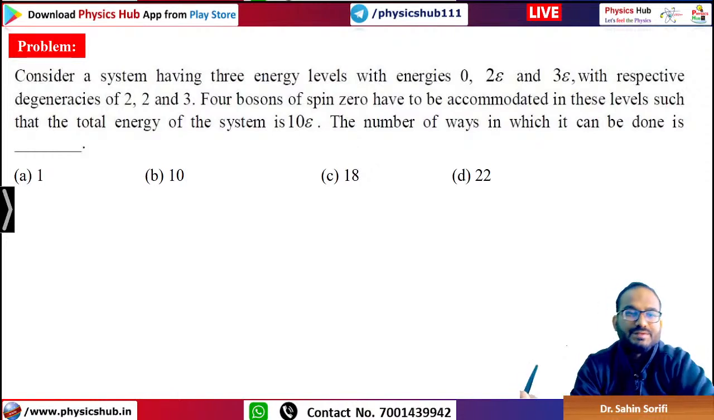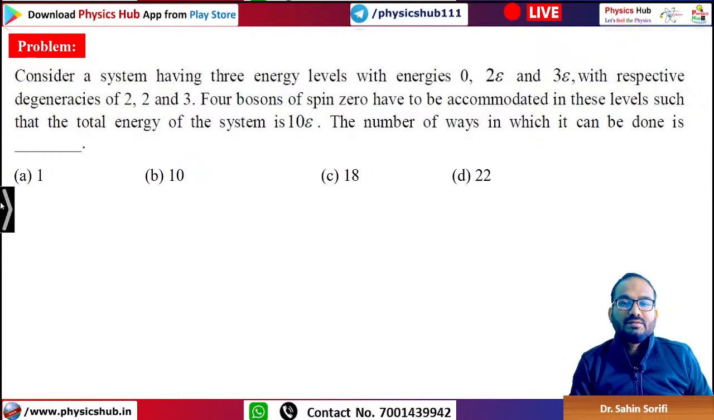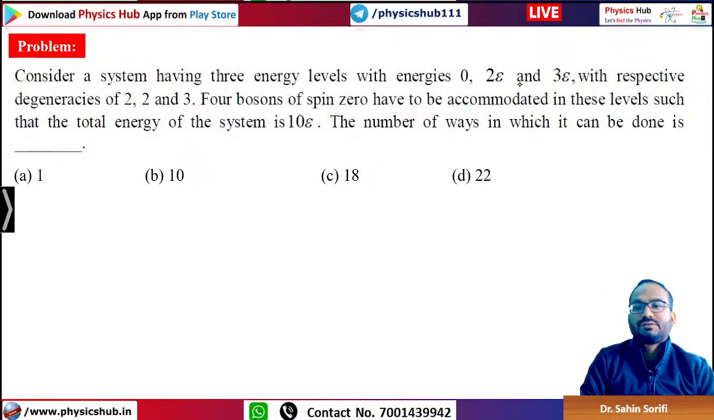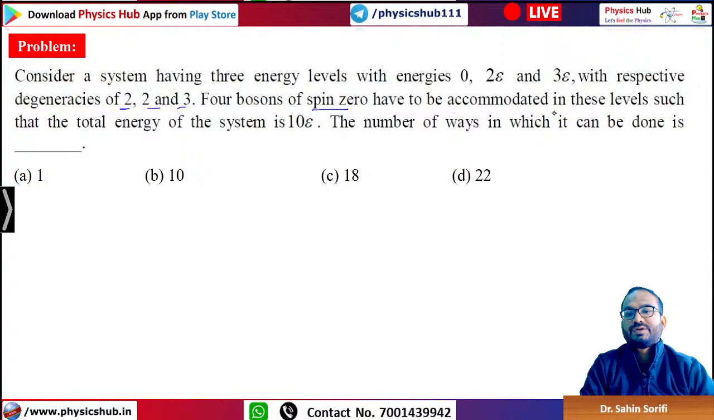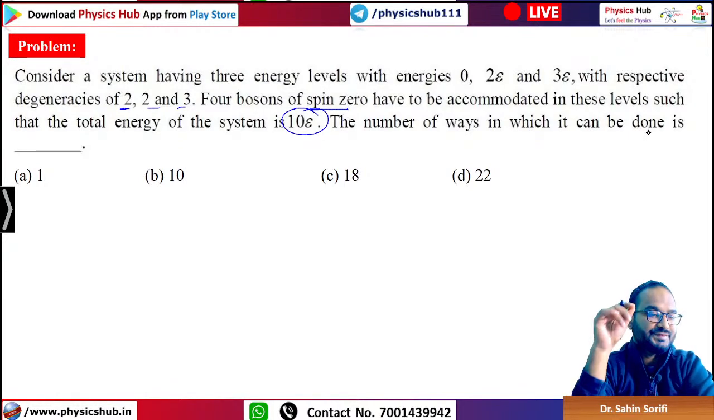Let's move to the next question. Consider a system having 3 energy levels with energies 0, 2E, 3E with respective degeneracies 2, 2, 3. 4 bosons of spin 0 have to be accommodated in these levels so that the total energy of the system is 10E. Number of ways in which it can be done? Very good question.